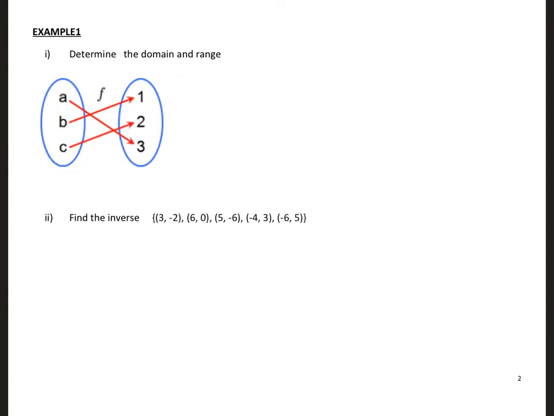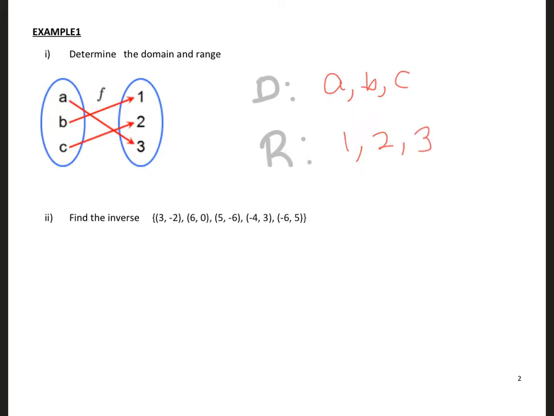So here, let's start by writing the domain and range. The domain is equal to A, B, and C. The range is going to be given by 1, 2, and 3.